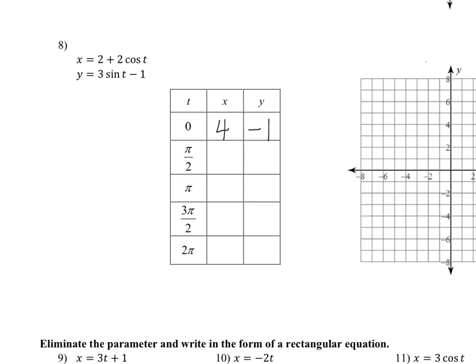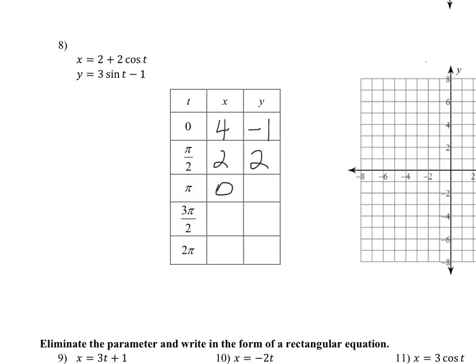So if cosine is 0, then 0 times 2 is 0 plus 2 is 2. So my x value here is going to be 2. And then my sine value is 1. So 1 times 3 is 3, and 3 minus 1 is 2. So I have 2, 2. At pi, the cosine value is negative 1. So negative 1 times 2 is negative 2. And 2 minus 2 is 0.